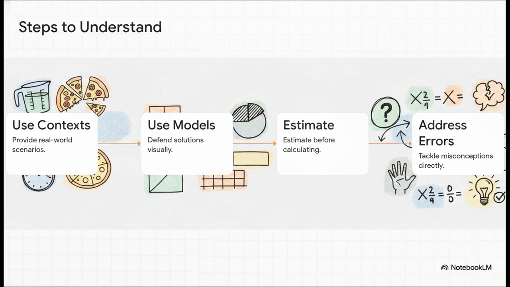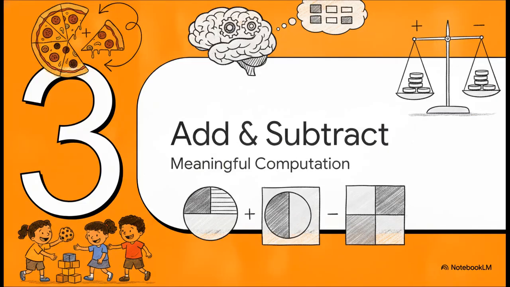Step 1, give them a real-world context. Step 2, have them defend their solutions using visual models. Step 3, make them estimate before they ever calculate. And Step 4, tackle those common misconceptions head-on, rather than just hoping they quietly go away. Okay, on to Section 3, meaningful addition and subtraction.